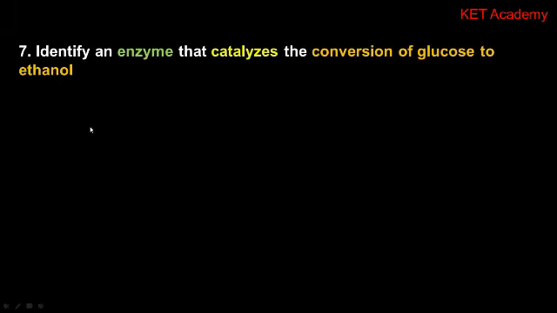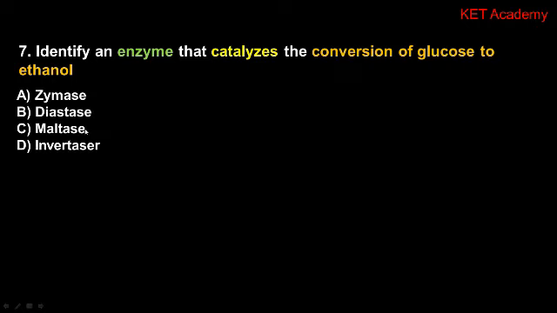So if we move forward, we go to question 7. Identify an enzyme that catalyzes the conversion of glucose to ethanol. Let's look at our solutions first of all. The first one is zymase. So that is actually the enzyme, so here our answer is A. But we're going to talk a bit more on the other enzymes. This enzyme is going to convert glucose to ethanol.